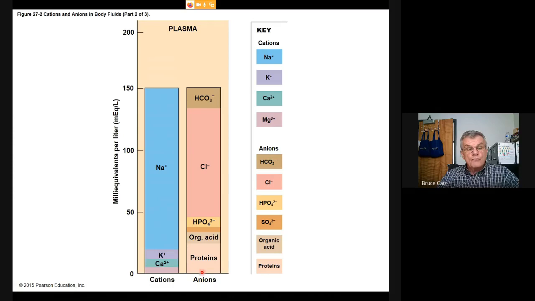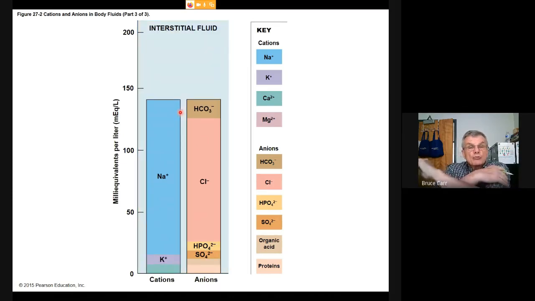Now, most of these are the blood proteins that are circulating within the plasma. But organic acids, sulfates, and bicarbonates also are represented. What about the interstitial fluids? We see the same basic lesson, lots of sodium and lots of chloride. This is the reason we crave salt. Lots of salt to maintain our ionic contents and to help with the osmotic relationships.